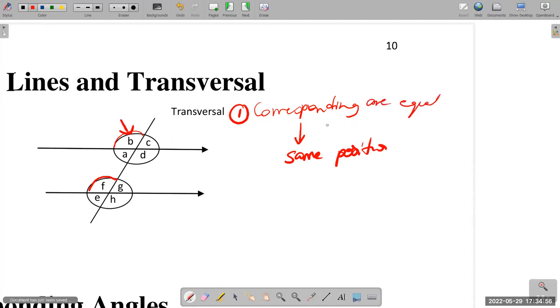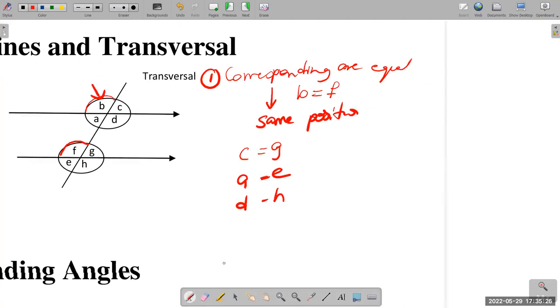So if B is equal to F, who is corresponding to C? G. Who is corresponding to A? E. Who is corresponding to D? H. So we have to lock that mentally. Corresponding means they hold the same position. So that's one.